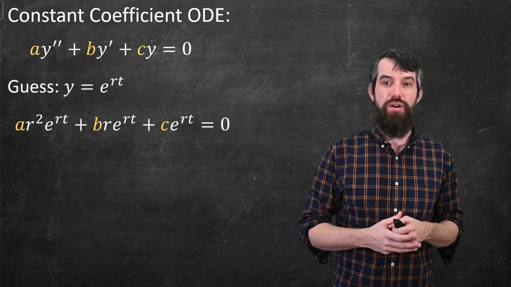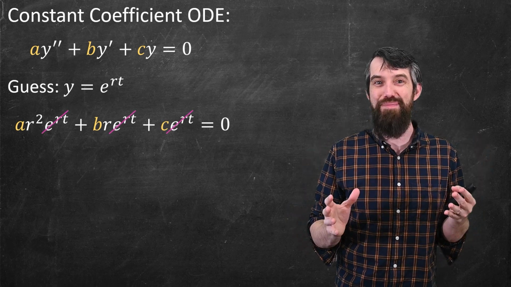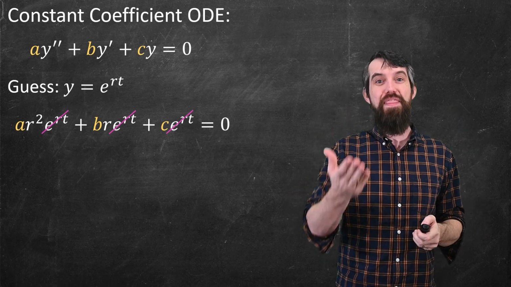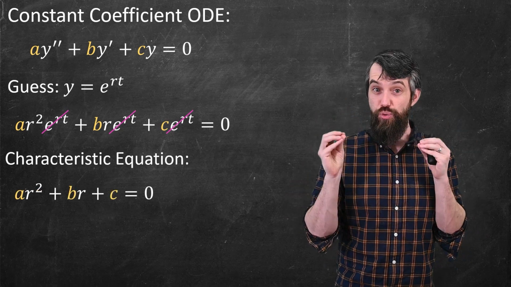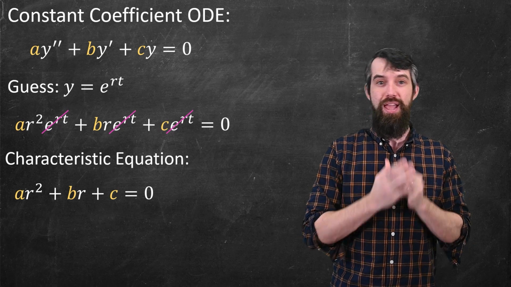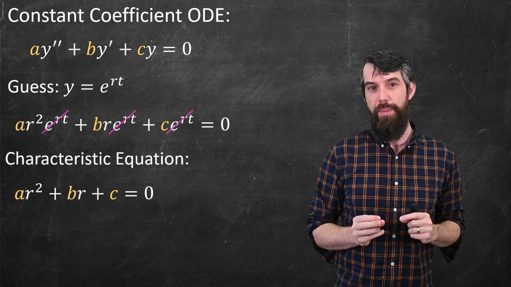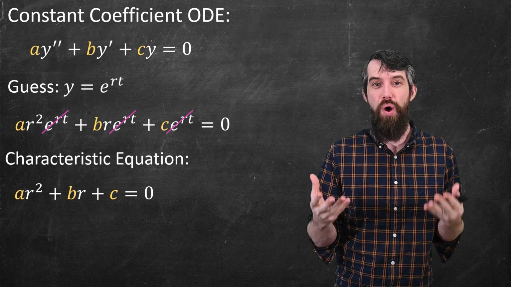I cancel the e to the rt's, which you could do immediately, by the way, after the first few tries of this. The e to the rt's always cancel. And that leaves me with the so-called characteristic equation, and it's a polynomial. ar squared plus br plus c is equal to 0. This is just some polynomial in r.